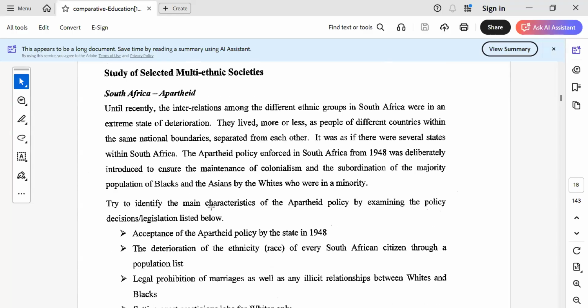Right. So try to identify the main characteristic of apartheid policy. They already formulated apartheid policy and they are going to implement it, right? By examining the policy decision, acceptance of the apartheid policy by the state in 1948, they got the approval in 1948. So the determination of the ethnicity of every South African citizen through a population list.